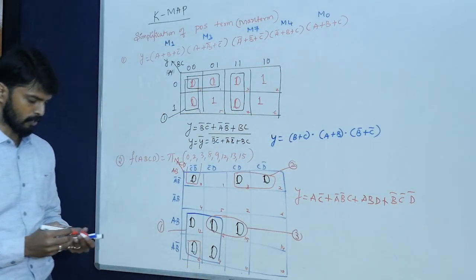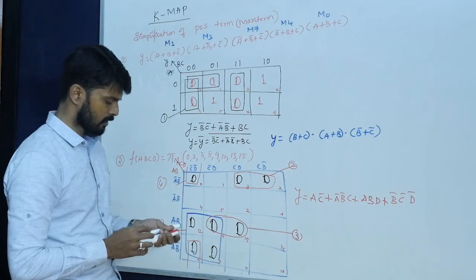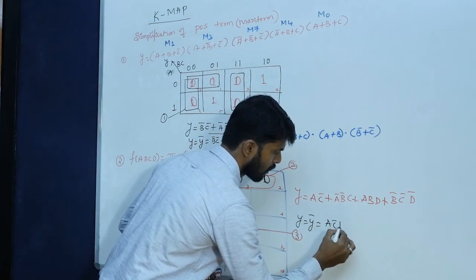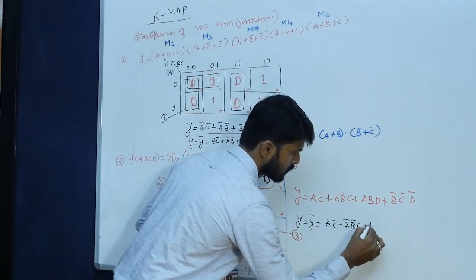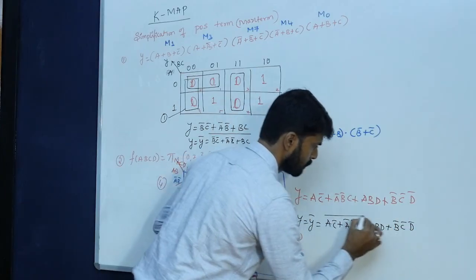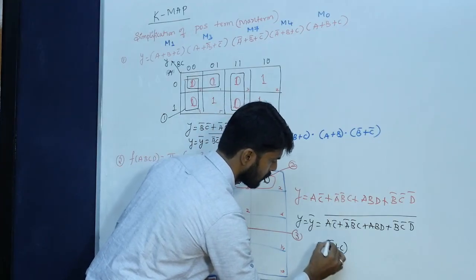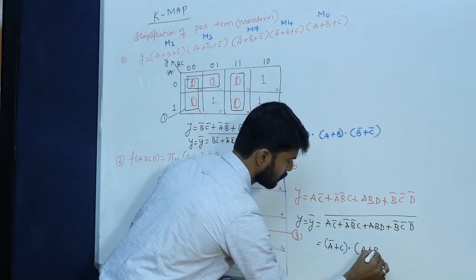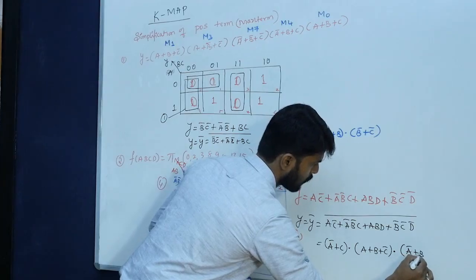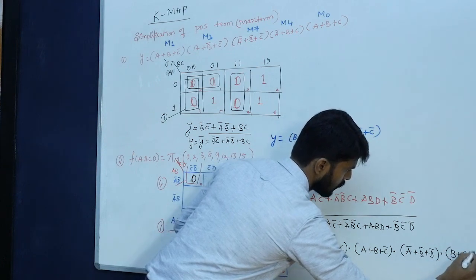This is actually an SOP equation. So I want to convert this SOP equation into an equivalent POS equation as I said earlier. So if I take the complement of this, the Y bar, then this becomes A C bar plus A bar B bar C plus A B D plus B bar C bar D bar, whole bar. Then this becomes A bar plus C into A plus B plus C bar into A bar plus B bar plus D bar into B plus C plus D.